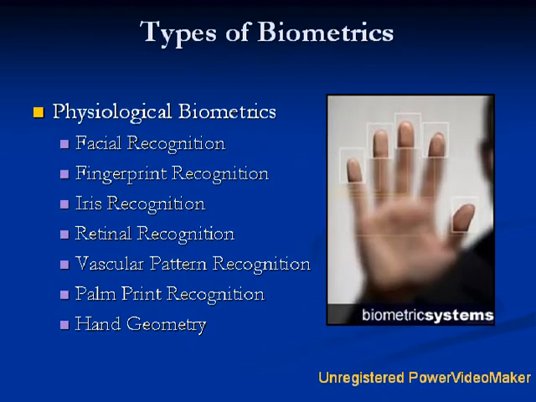There are 2 types of biometric technologies: physiological biometrics and behavioral biometrics. Physiological biometrics use one's physical attributes to identify that particular individual. They include facial recognition, fingerprint recognition, iris recognition, retinal recognition, vascular pattern recognition, palm print recognition, and hand geometry.